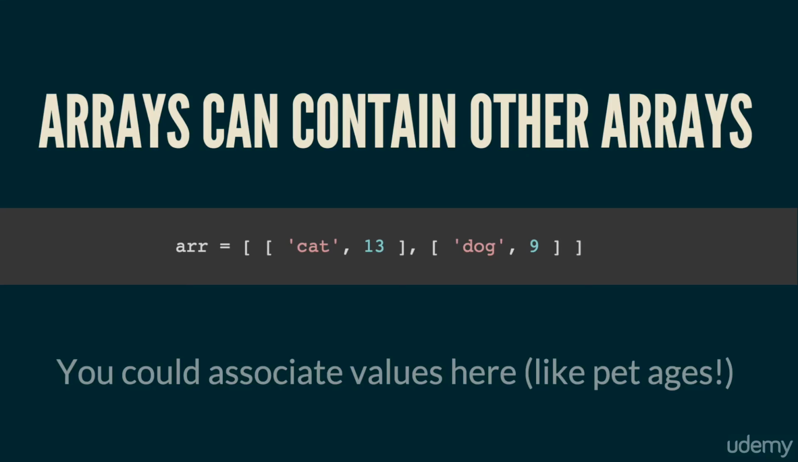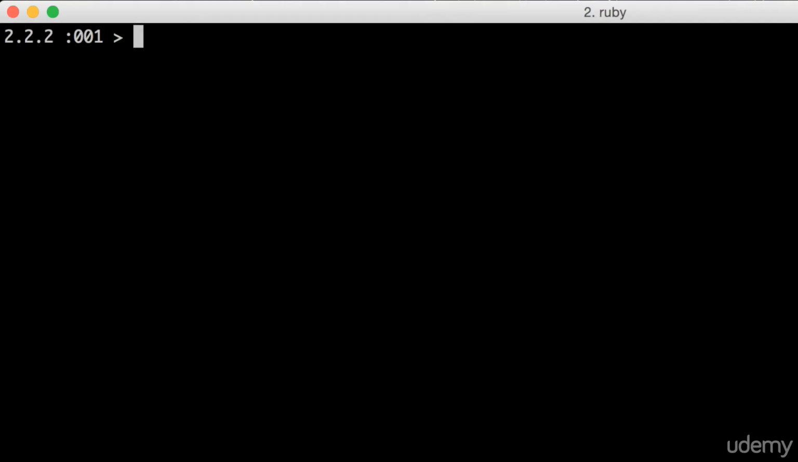Okay, now your head's going to explode. Arrays can contain other arrays. It may sound complex, but it's actually incredibly useful. So we could use an array of 2-element arrays to associate values. Let's imagine this simple example. We could store the ages of our pets against the kind of pet. So the first element of the array is a 2-element array, cat and age 13, and the second element is dog and age 9. Let's learn how to access nested arrays.